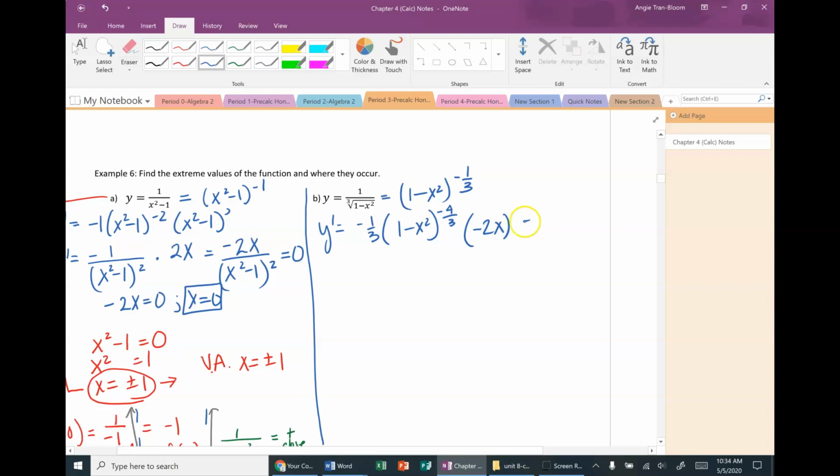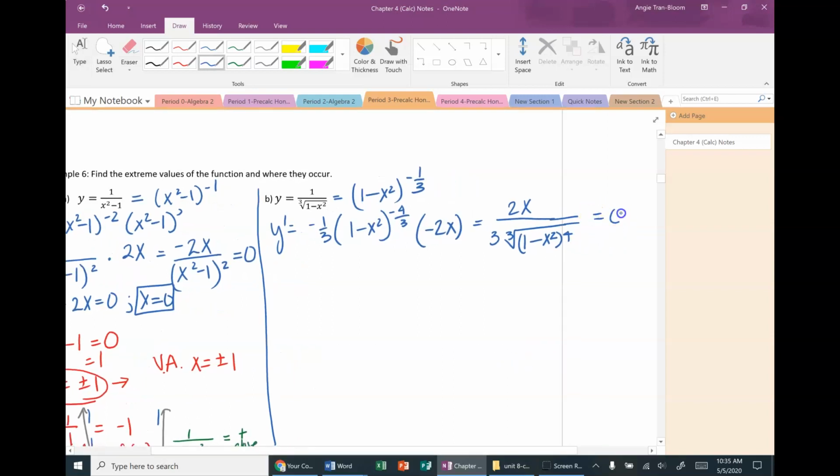Let's make it pretty. We have a -2x already, so on the top will now be a positive 2x. On the bottom is a 3, and it's the third root of 1 minus x squared, all of it to the 4th power. So I just have to be very careful. All right, similarly, we're going to set it equal to 0 to solve for x. The denominator will disappear, so all you have left is 2x equals 0. That means the first critical point is when x equals 0.